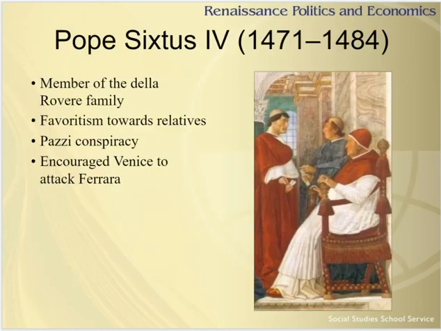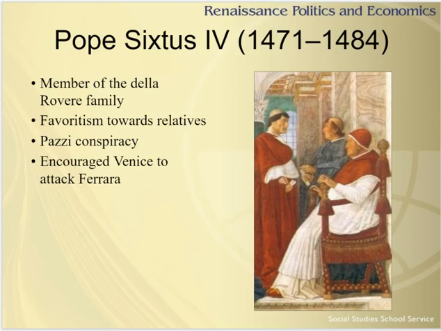So let's talk about Pope Sixtus IV. A member of the Della Rovere family, Sixtus was unfortunately renowned for his nepotism. Nepotism is favoritism shown toward one's family members. He was naming several of his relatives as cardinals in the church and indirectly agreeing to the Pazzi conspiracy, which tried to oust the Medici from Florence and replace them with his nephew.